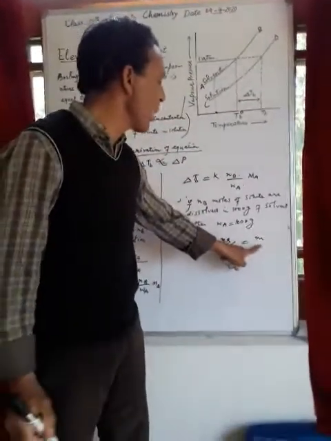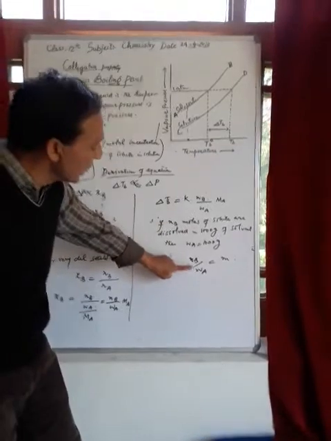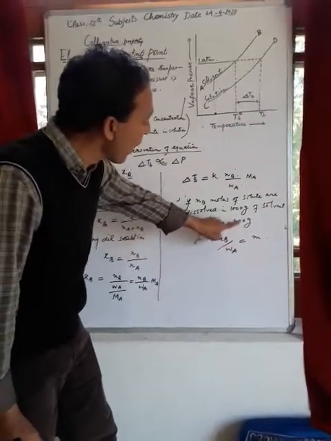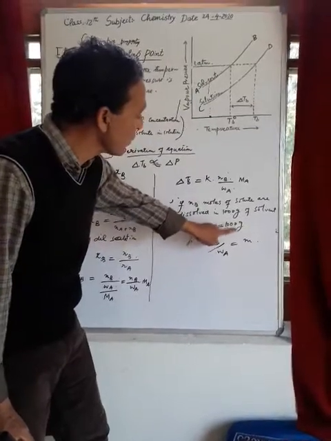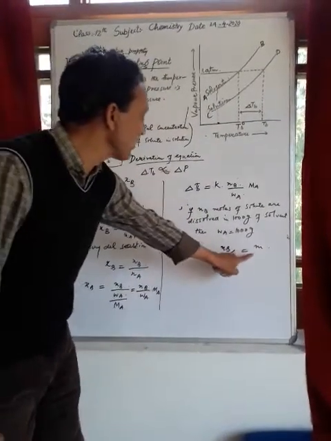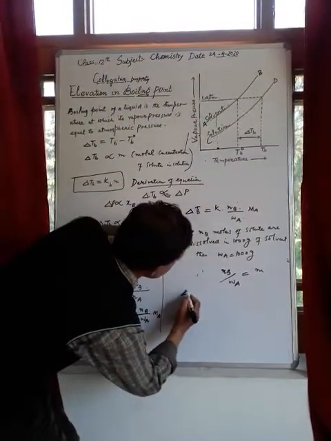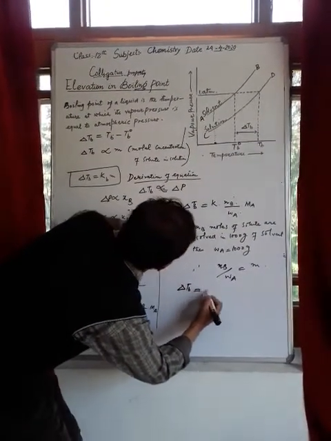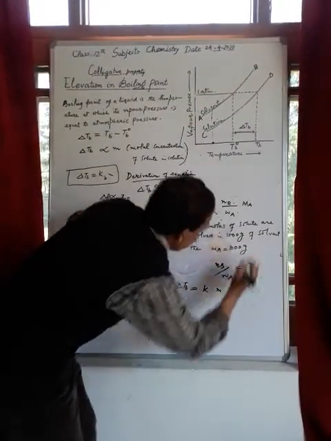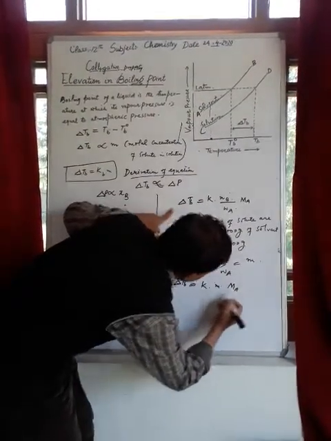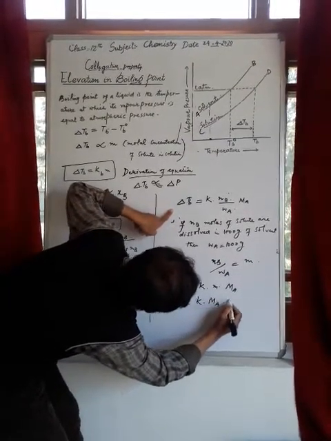This is the molality. What is molality? It is the number of moles of the solute dissolved in 1000 grams of the solvent, because we are taking Wa grams equal to 1000 grams. So we will substitute this M in this equation. We get del Tb is equal to K into M into Ma, or we can write K Ma into M.